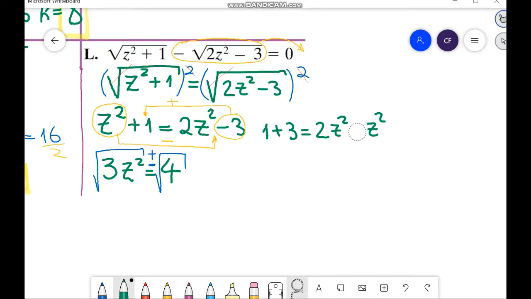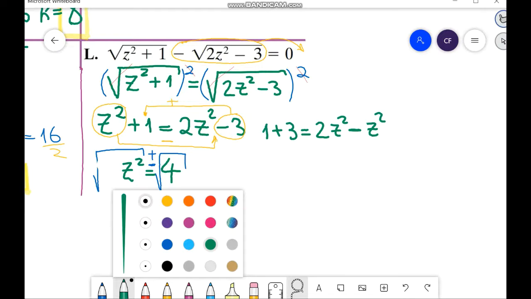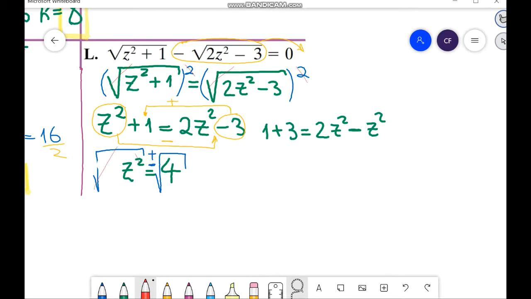No, I did something wrong here. This is negative, and this is just z squared. Yeah, now it's right. Now it looks better. We can simplify this square root of the z squared. So we have z, and the answer can be negative 2 or 2, because if we square negative 2 it is 4, and if we square 2, the same thing, 2 times 2, 4. Those are the two possible answers for letter L.